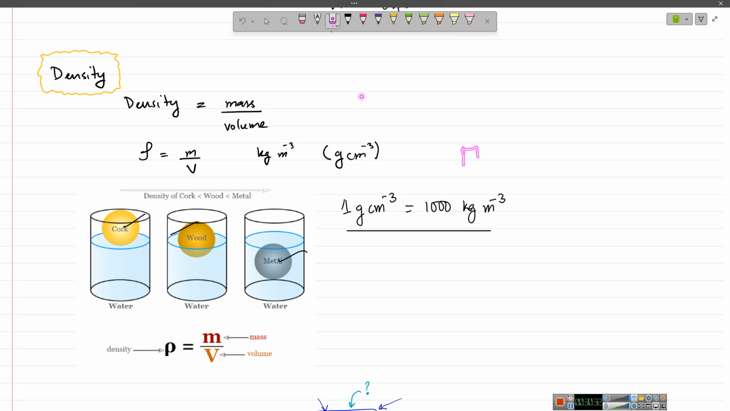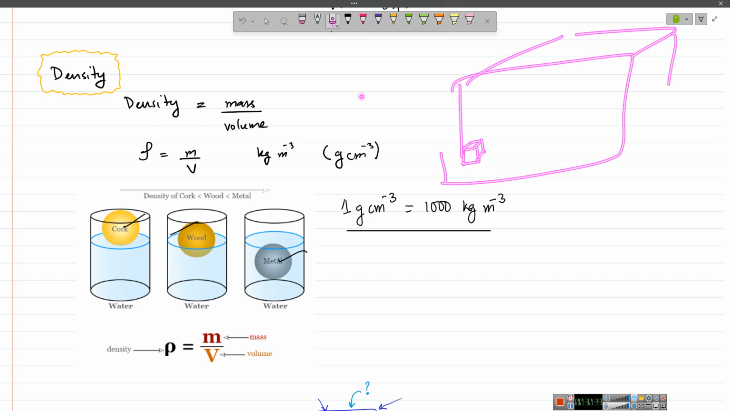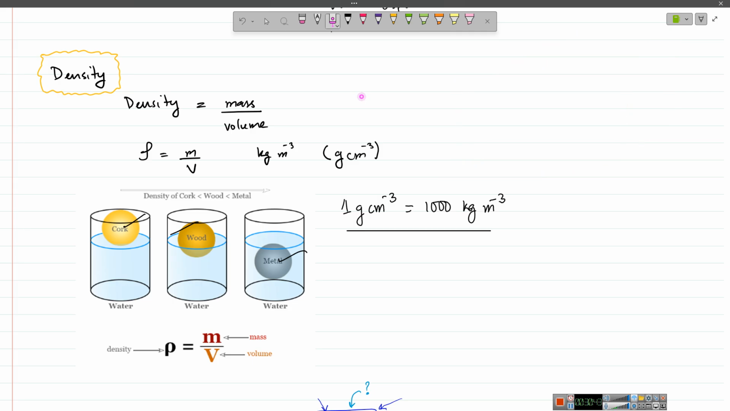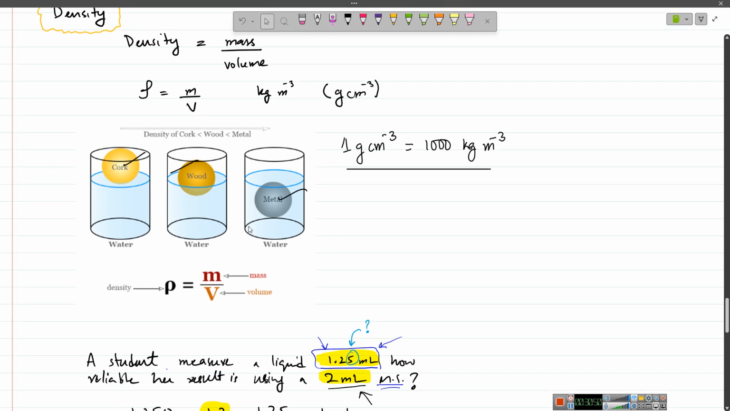So 1 gram per centimeter cube is this small little cube, and that one is quite large, a very big cube, so you can get 1000 of them. So roughly you can say 1000 liters of water is equal to 1000 kilograms of mass. Anything that is less dense than water will float. Anything that is denser than water will sink. That's why we use water as a standard for making relative measurements for density.